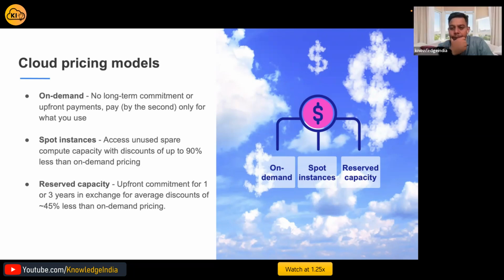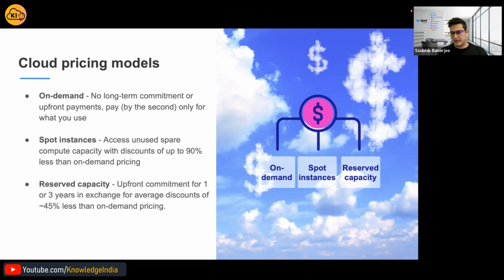Just to start with, on demand. The first thing that comes to our mind, or basically the best thing about cloud, is the on demand model. As the name suggests, it is based on the demand of a user or an application. So whenever you need an instance, you get it.